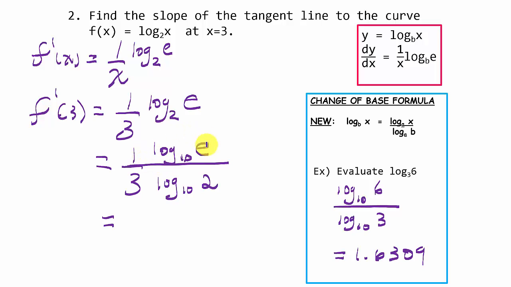Log and then e, divided by, now you may have to use brackets when you're entering the bottom into your calculator. Bracket 3 times and then log of 2. Now you will get an answer of 0.48090. Please keep around 5 decimal places in your answers.